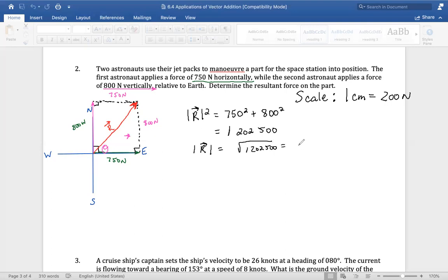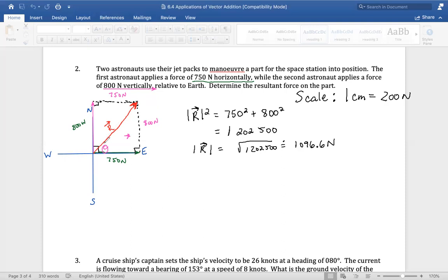which is equal to 1,096.6 newtons. Just make sure you're plugging in and getting the same thing, 1,096.6 newtons. So that's the force, right, of the vector. But we need to say what direction it's going in now, right?